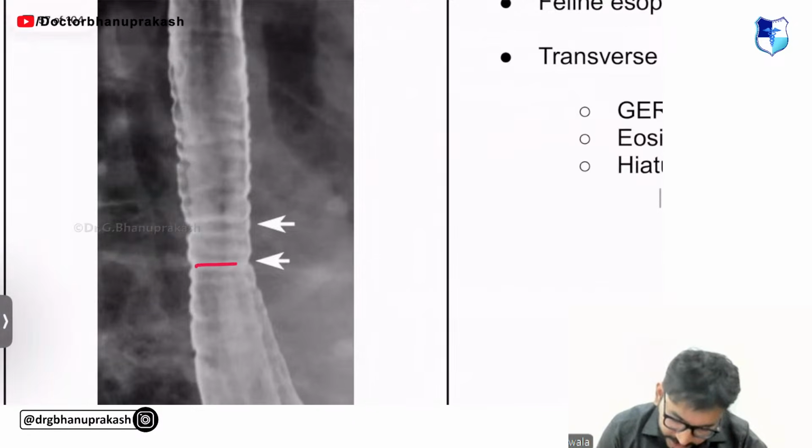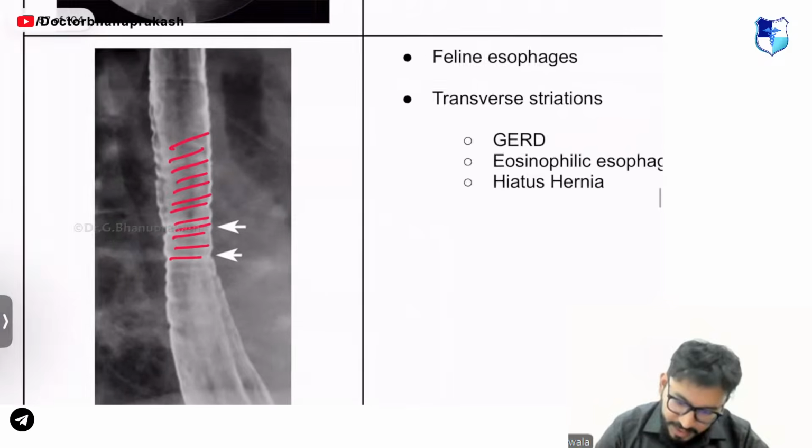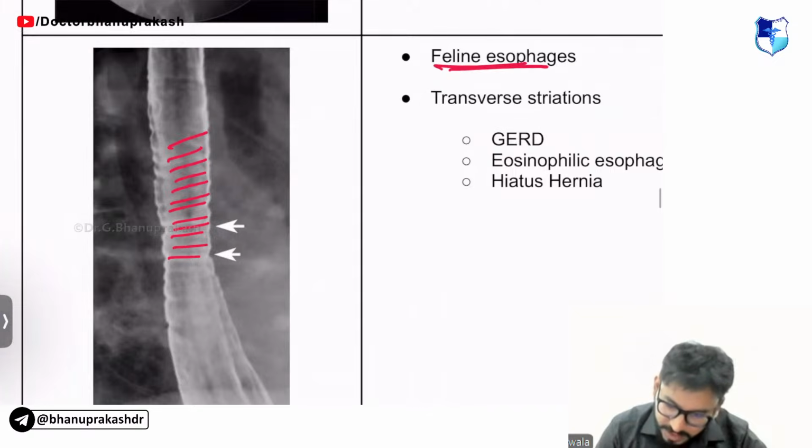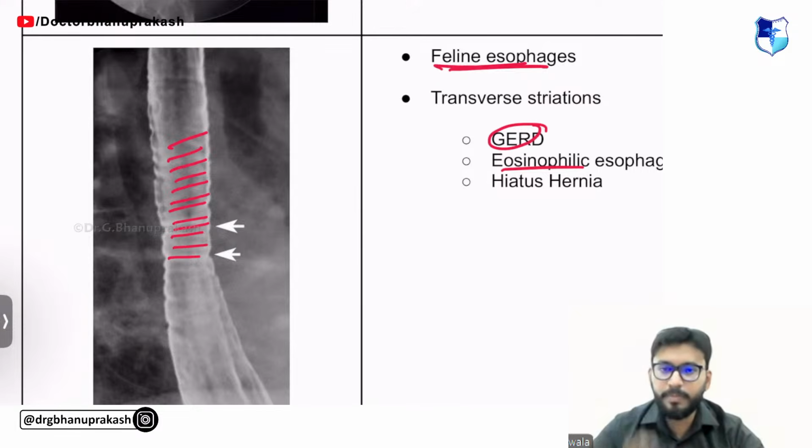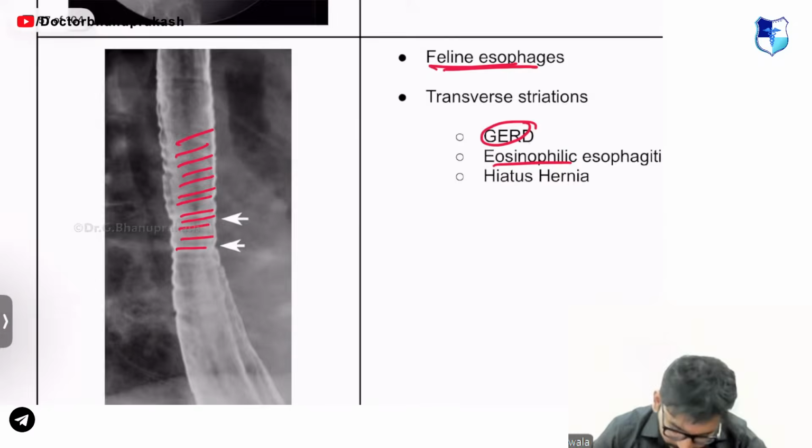Can you see these transverse striations in the esophagus? This is known as feline esophagus, usually seen in GERD and eosinophilic esophagitis. Only two causes you need to remember: GERD and eosinophilic esophagitis.